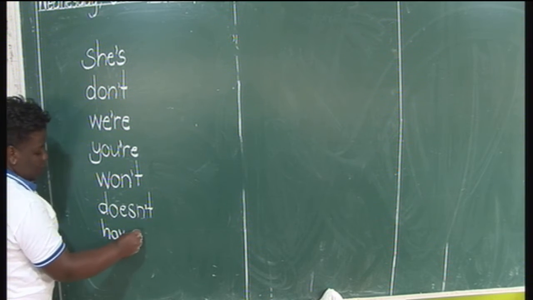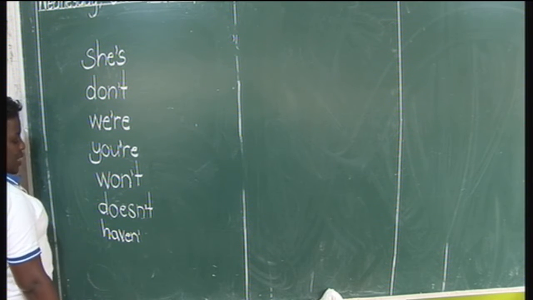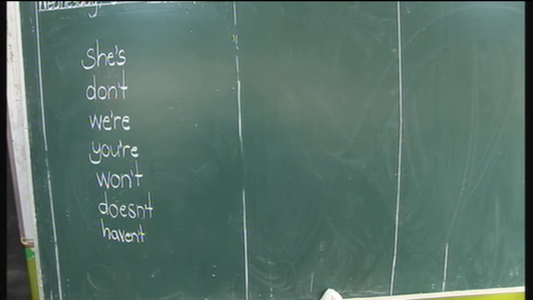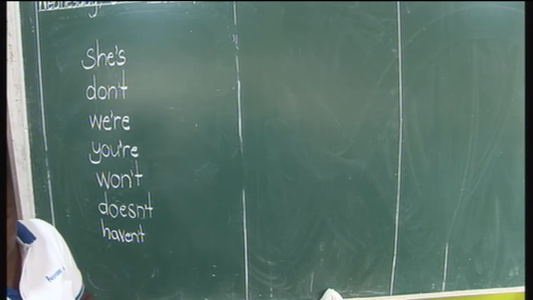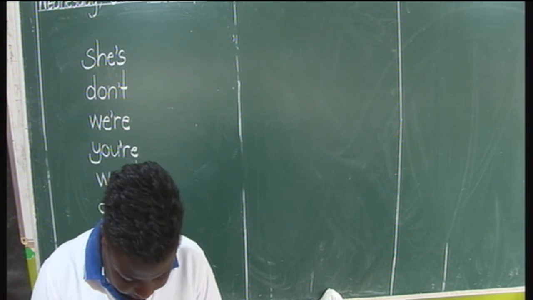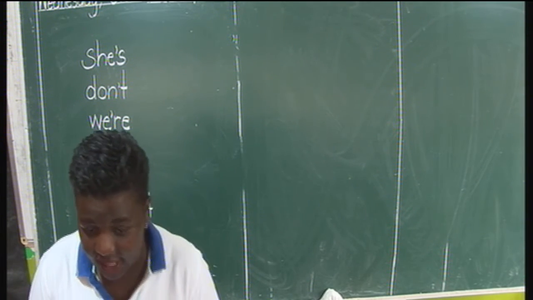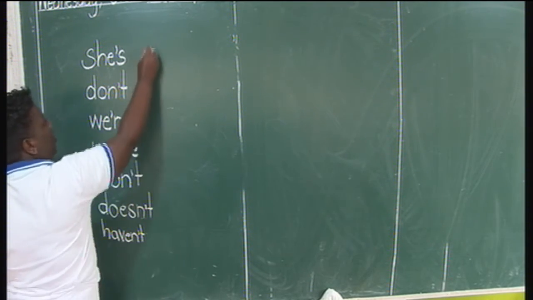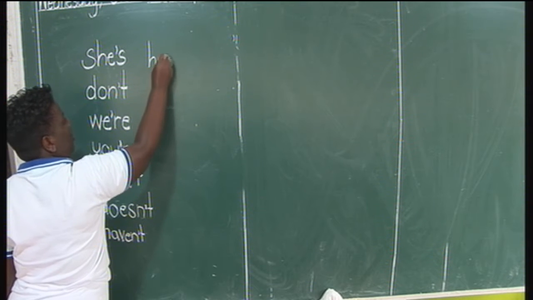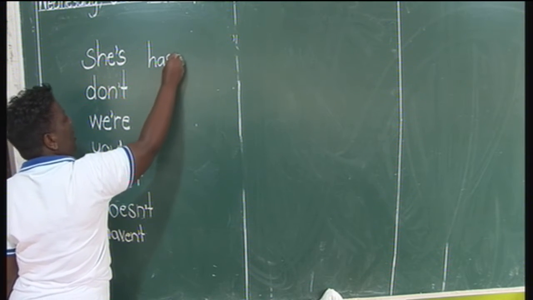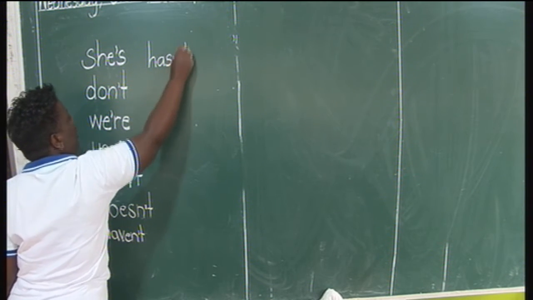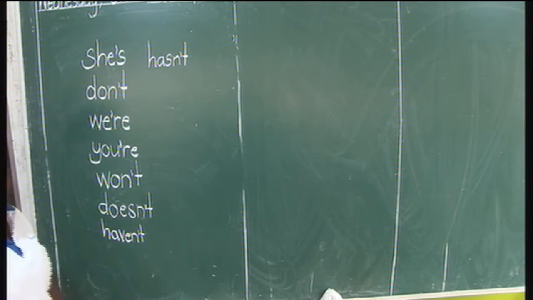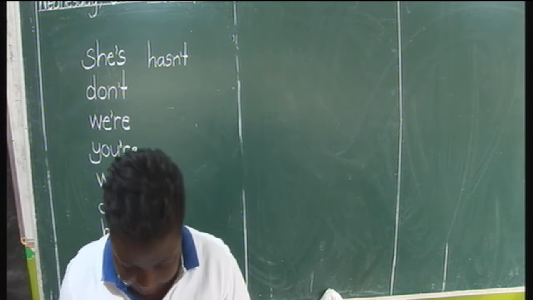Write an apostrophe sign between N and T. Haven't. We haven't eaten anything since morning. Haven't. Then the last one is has not. The short form of has not is, you write has, N apostrophe sign T. Hasn't. She hasn't completed her work.